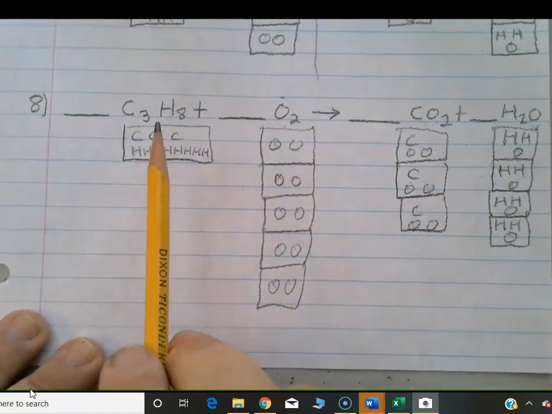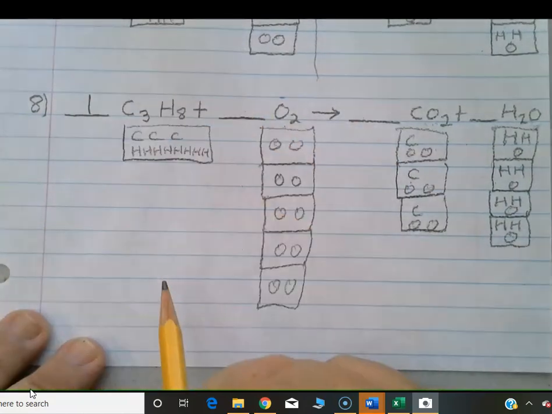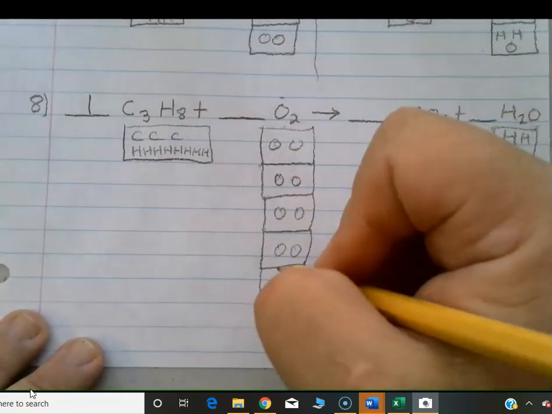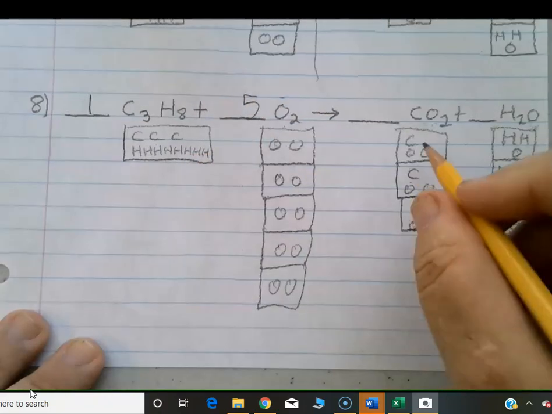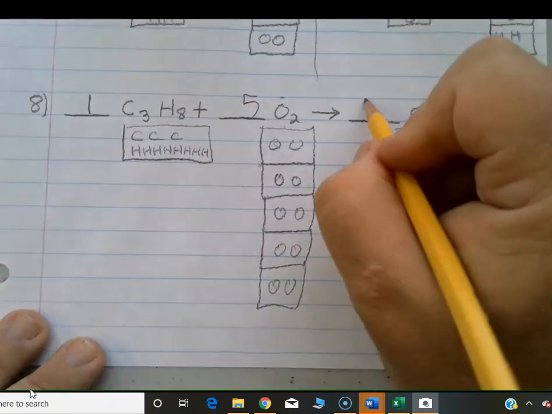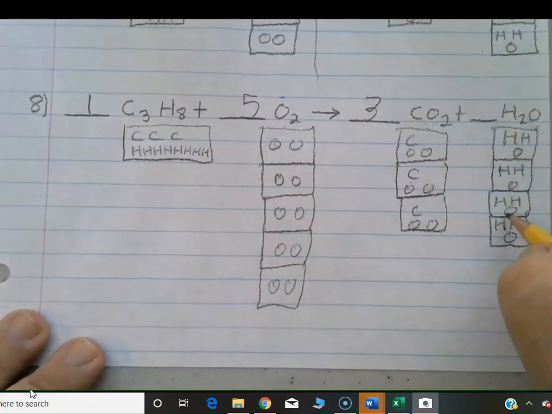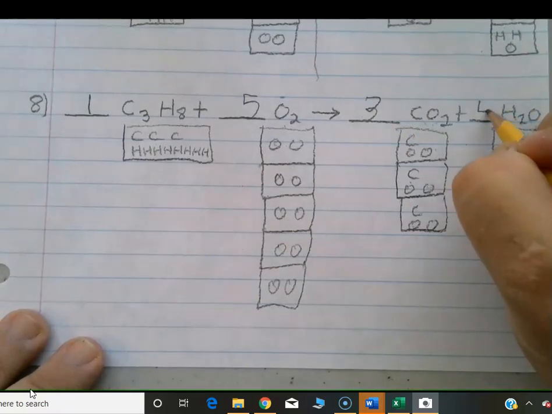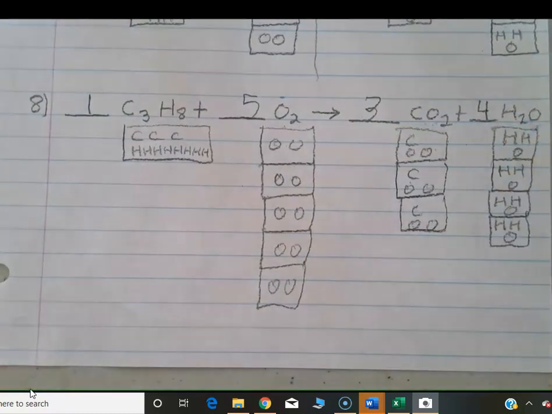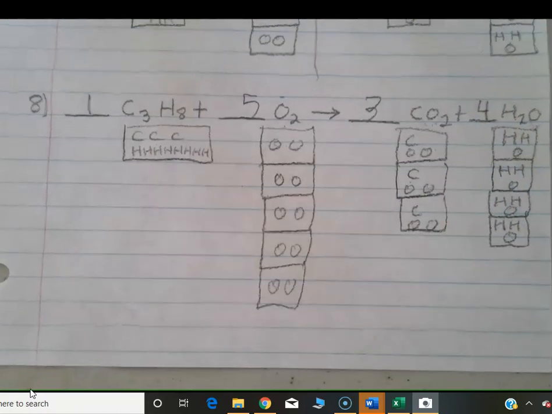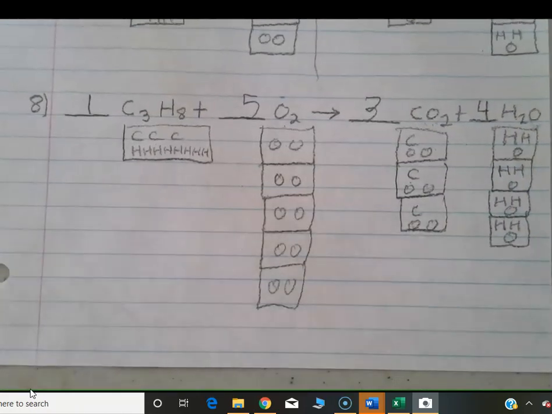So everything looks good. I have 1 box here. I have 5 boxes here. I have 3 boxes here. And I have 4 boxes here, and I'm done. Again, use this method until you feel comfortable with balancing, and then you'll do it more intuitively. But I think it's a good place to start.